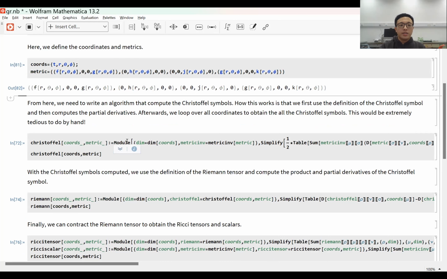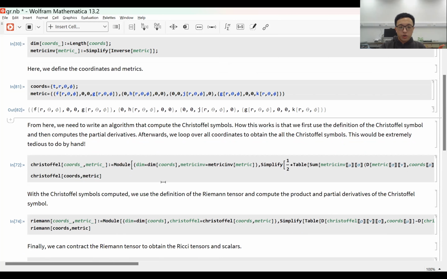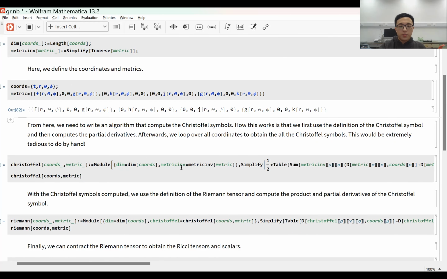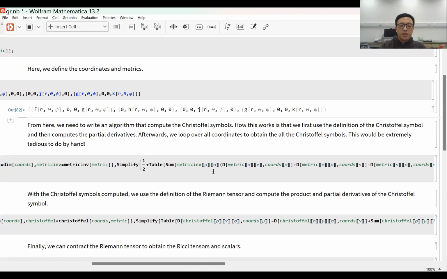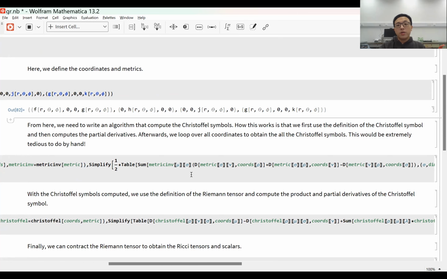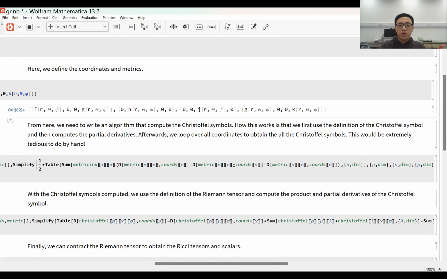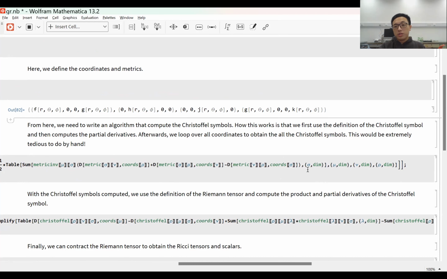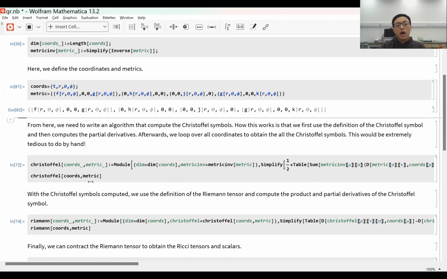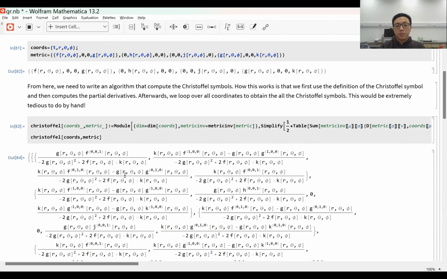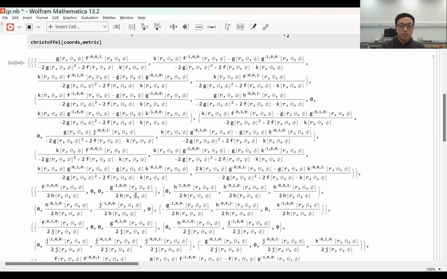So basically, to define a function like this, I use Module, and then I put dimensions here, and then the metric here. The Simplify function simplifies the overall expression. So then we take half times, so this is the definition. The inside here is the definition of the Christoffel symbol, and we take half times the metric inverse, and then we take multiple partial derivatives, and then we loop over all these different coordinates. Then I will print the result for you, and I will warn that it will look ugly. So here it is quite long. You see these are multiple Christoffel symbol components.